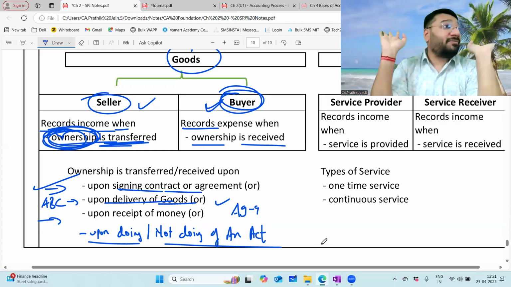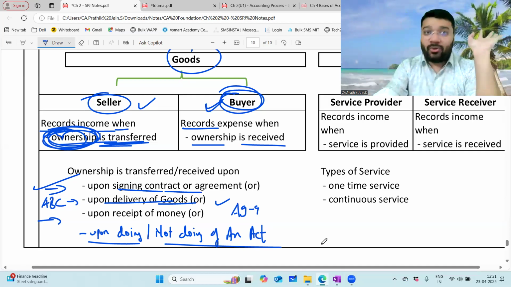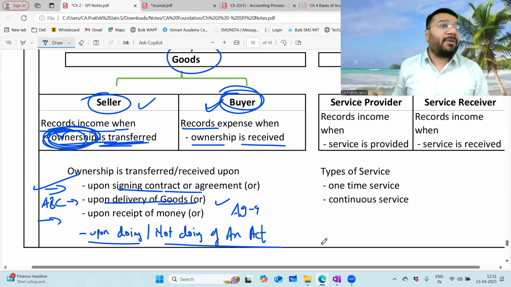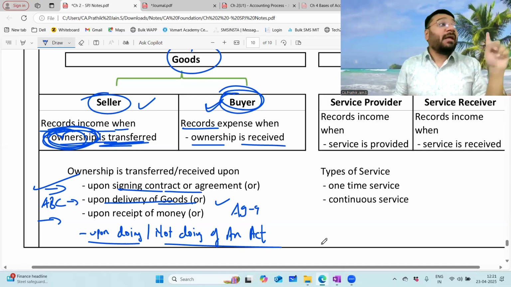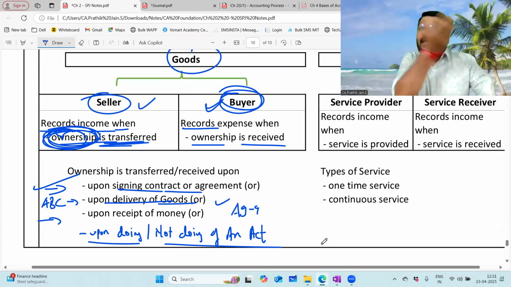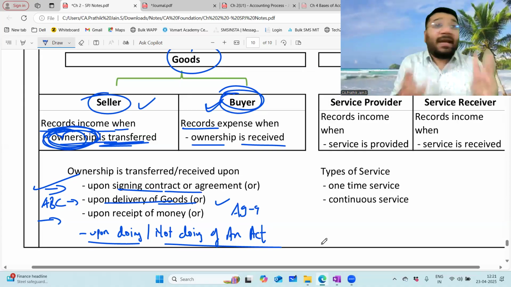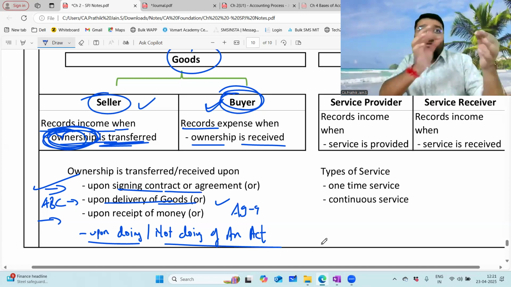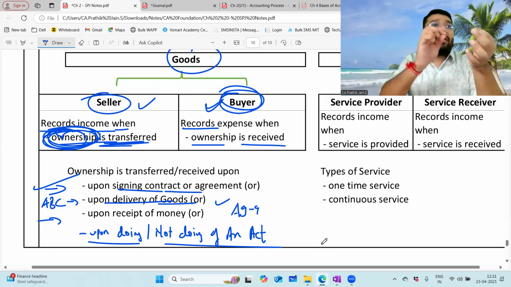There's no contract signed, because you're going to a departmental store. You took a chocolate. You just broke the wrapper. Did you sign any contract? No. Did you take the delivery? No, because the chocolate is still there in the premises of the shopkeeper. Money also not received and paid. I just broke the wrapper, or I tore the wrapper.